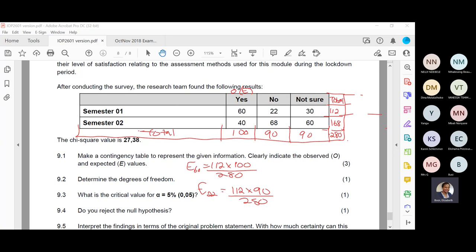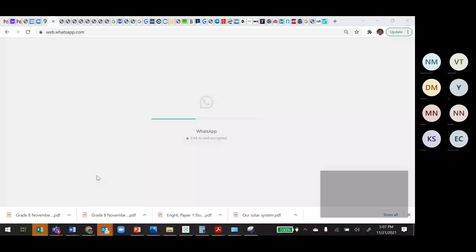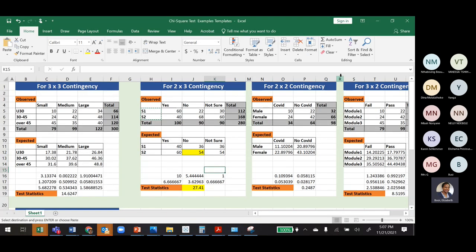Okay, so just want to show you something as well while we're busy with this. I'm going to stop sharing and then share my entire screen. The reason why I don't like using my entire screen is because people are then able to see my WhatsApp, because I've got so many applications open.